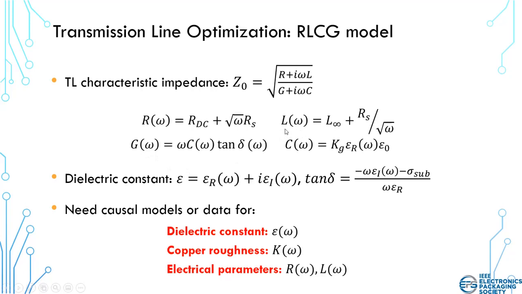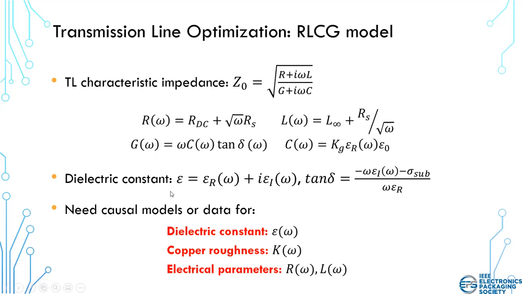Here with L, our inductance term, we have an inductance at infinite frequency. Here we're assuming a non-magnetic substrate, so L infinity will just be some constant. And then here with our capacitance, our C of omega, we have this term here, this K sub G factor. So this is a geometric factor that just accounts for the fringing field from the conductor back to its reference plane. And then we have our dielectric constant.